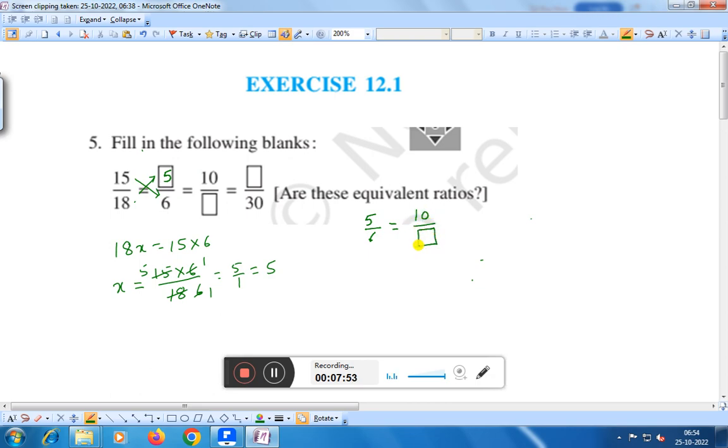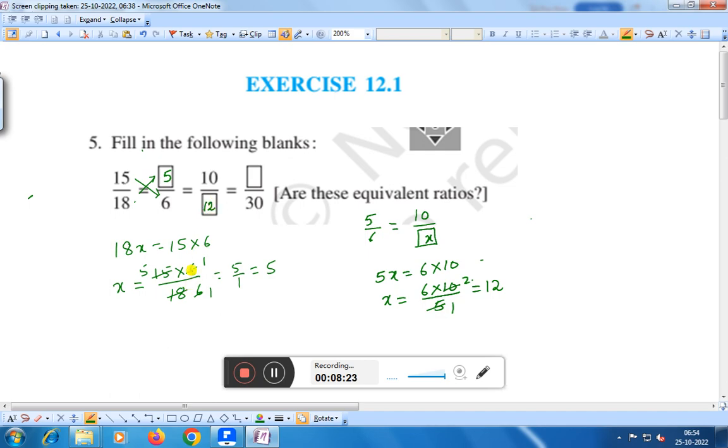In place of dash, if we take x and cross multiply, that is 5x is equal to 6 into 10. Therefore, x is equal to 6 into 10 by 5. 5 ones are 5, 5 twos are 10, and 6 twos are 12. The value of x is 12. Therefore, it is 10 by 12.